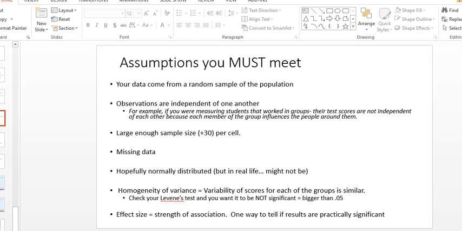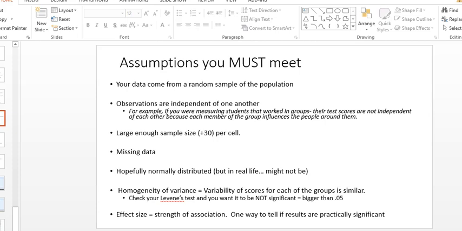There are some assumptions you need to meet associated with tests of difference, and I'm going to briefly cover these. So we're going to assume that your data are coming from a random sample of the population. This is not always the case, but it is something that you want to pay attention to. Your observations are independent of one another. So, for example, if I was measuring students' test scores, and they're all working in a group together, well, that's not really independent of each other because each member of the group actually influences the people around them.